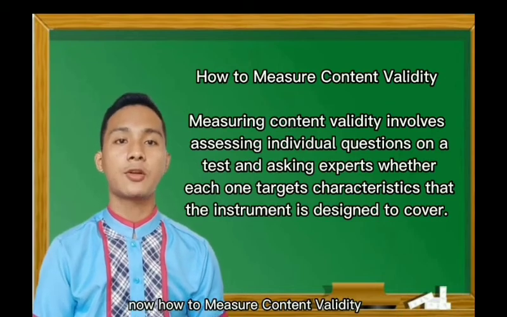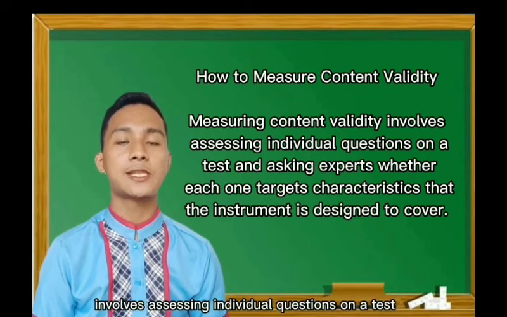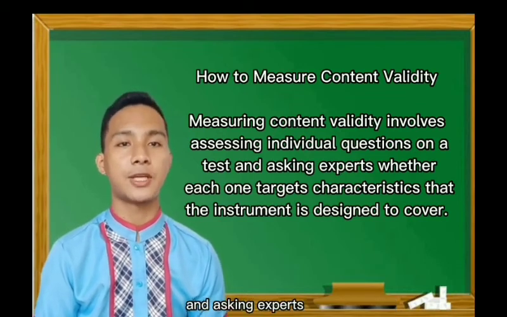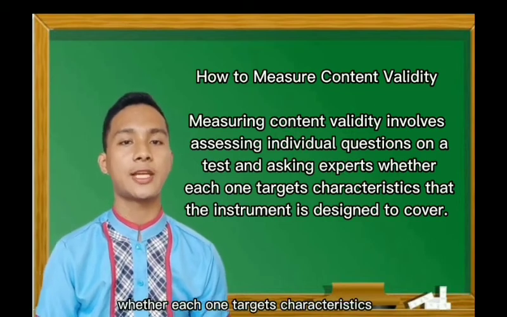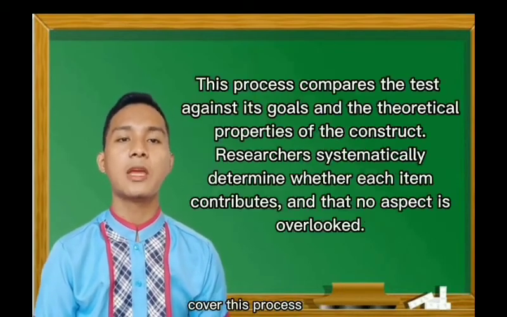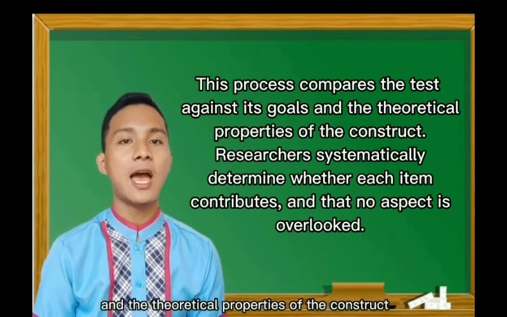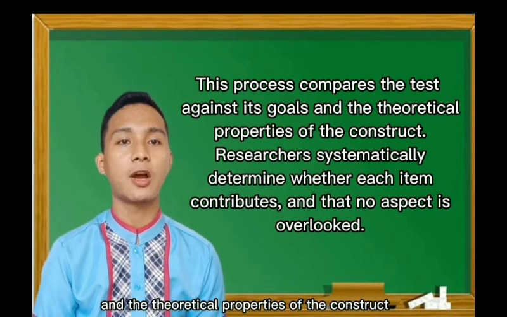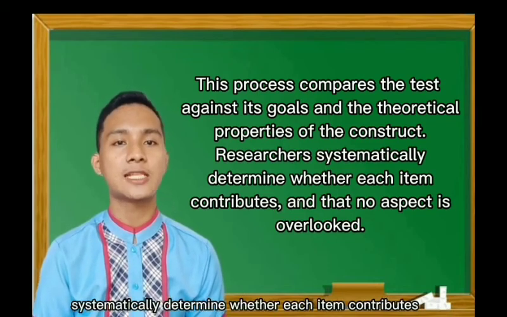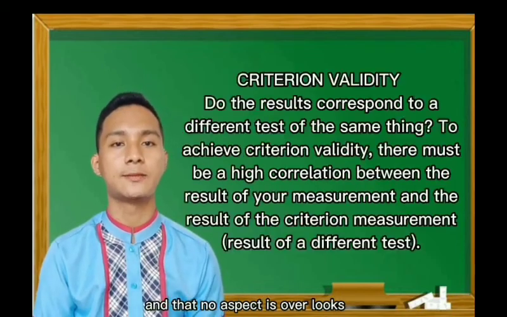How to measure content validity? Measuring content validity involves assessing individual questions on a test and asking experts whether each one targets characteristics that the instrument is designed to cover. This process compares the test against its goals and the theoretical properties of the construct. Researchers systematically determine whether each item contributes and that no aspect is overlooked.